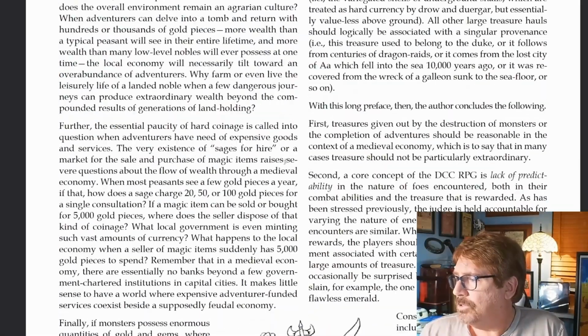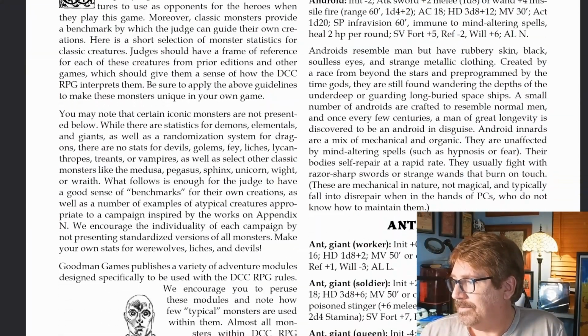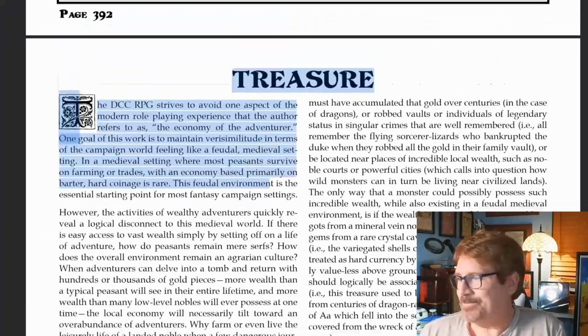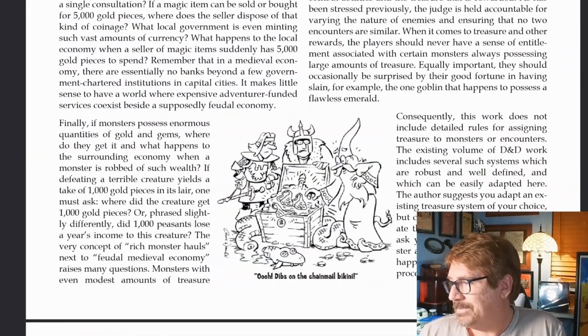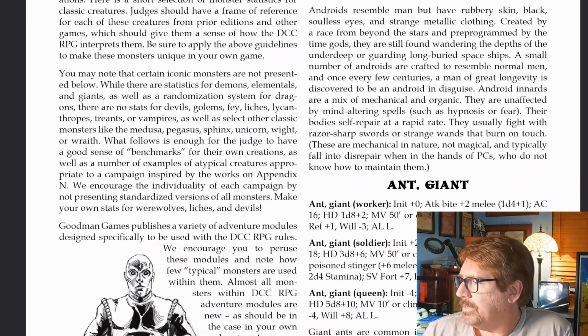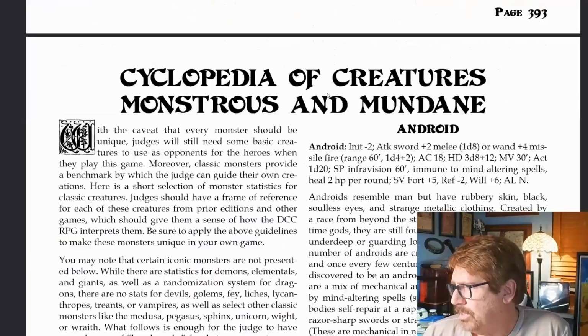Treasure. So cool. I'm sure we're going to see more of the same. Okay, page 393 is treasure. Cool. There's all the treasure. Creatures, monstrous and mundane. Monster manual. There's more. So a whole other chapter just on the monster manual.